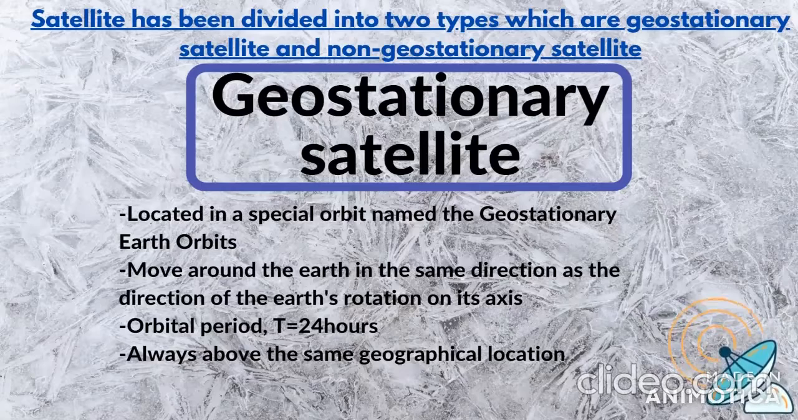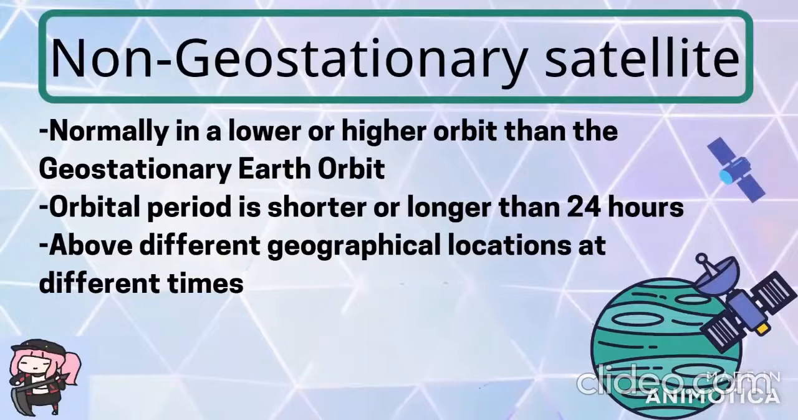A geostationary satellite will always be above the same geographical location. A non-geostationary satellite is normally in a lower or higher orbit than the geostationary Earth orbit. Its orbital period is shorter or longer than 24 hours. It will be above different geographical locations at different times.